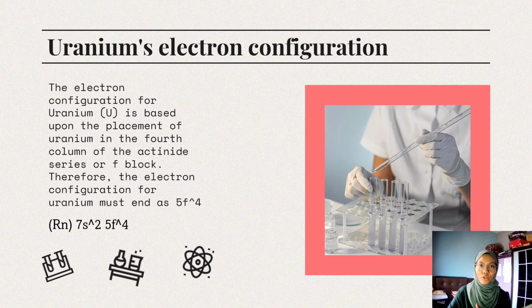The electron configuration for uranium is based upon the placement of uranium in the fourth column of the actinide series of the f block in the periodic table. Therefore, the electron configuration for uranium must end as 5f4. So, the uranium electron configuration is [Rn] 7s2 5f4.